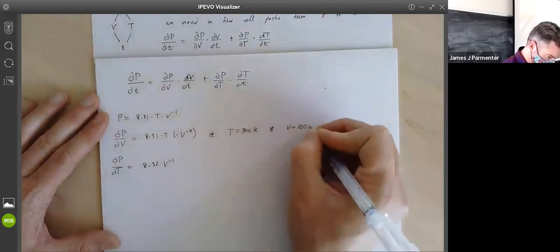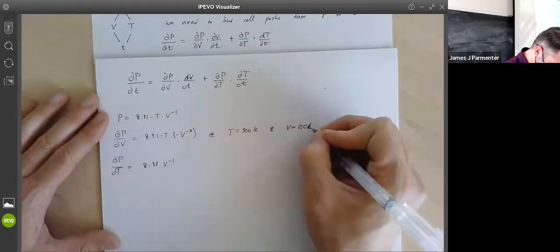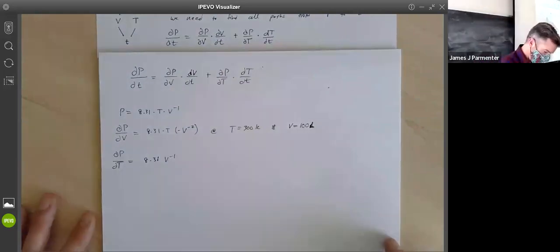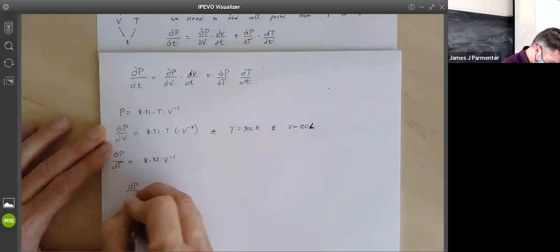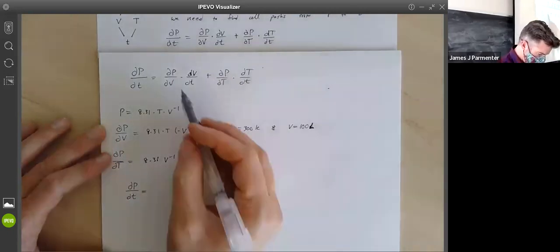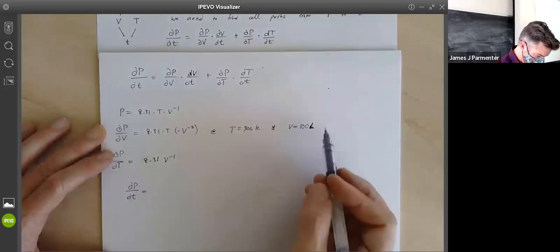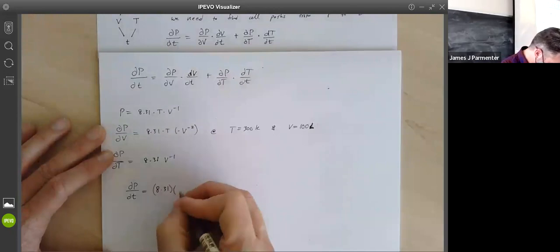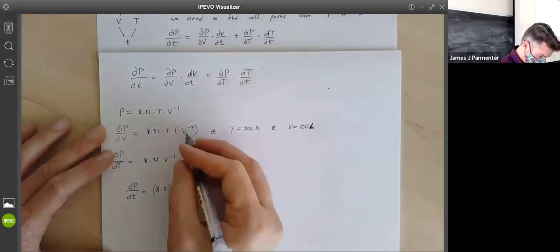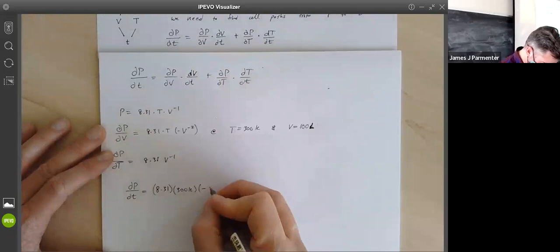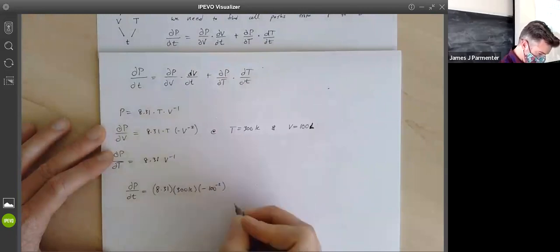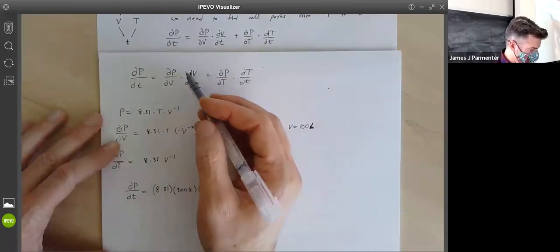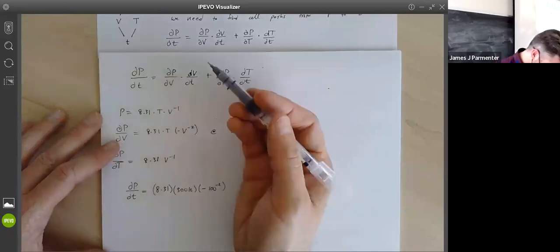100 liters. All right, so let's throw it all into the formula. So my derivative with respect to time, or how pressure is changing with respect to time, is going to be del P del V, which is this with these numbers plugged in. 8.31 times 300 kelvins times negative 100 to the negative second. And then we're going to multiply by dV dt, which was given in the problem. The rate of change of the volume was 0.2 liters per second.